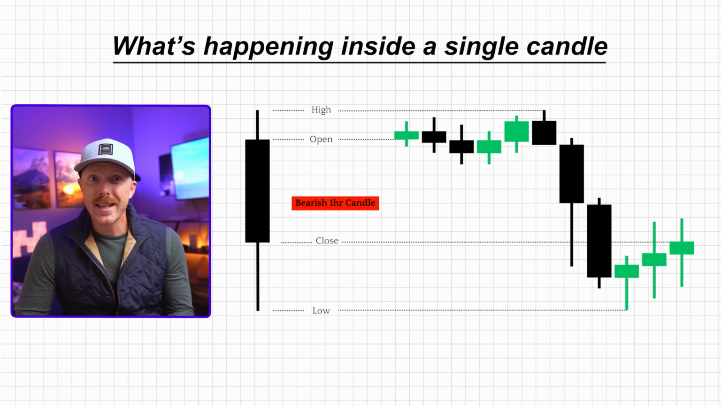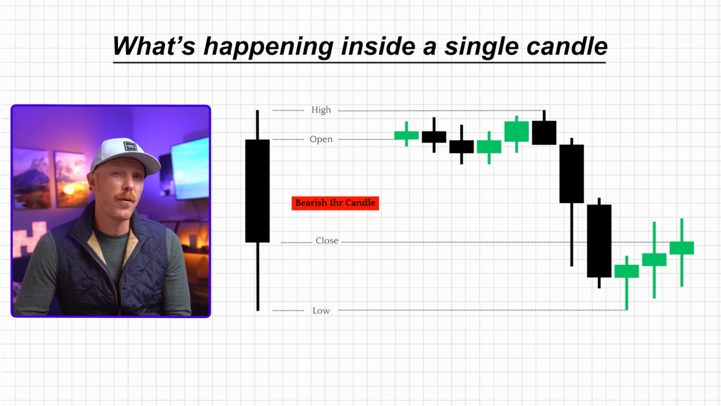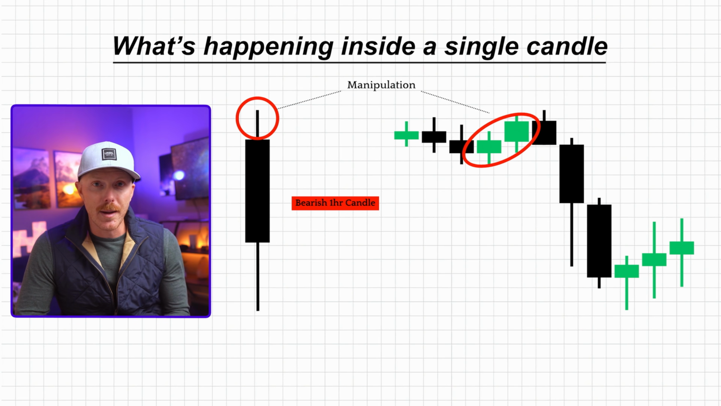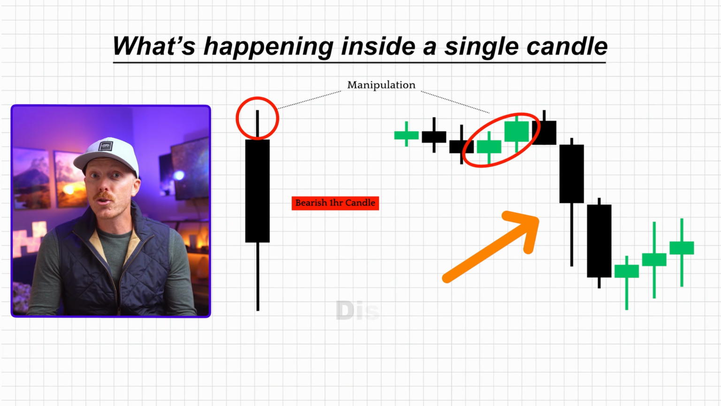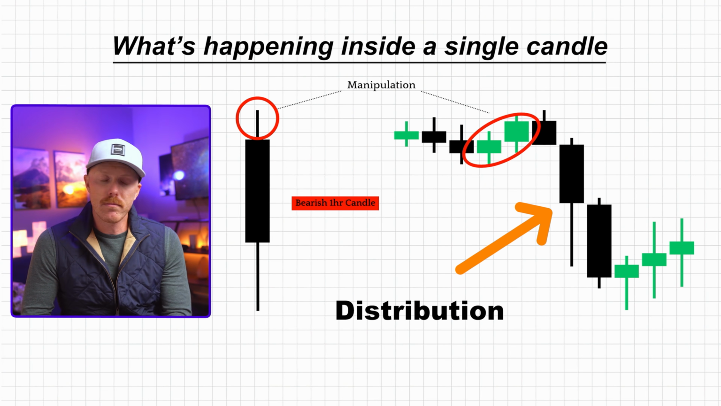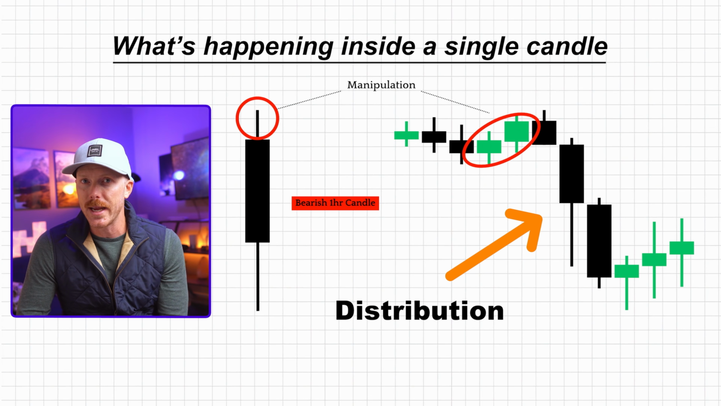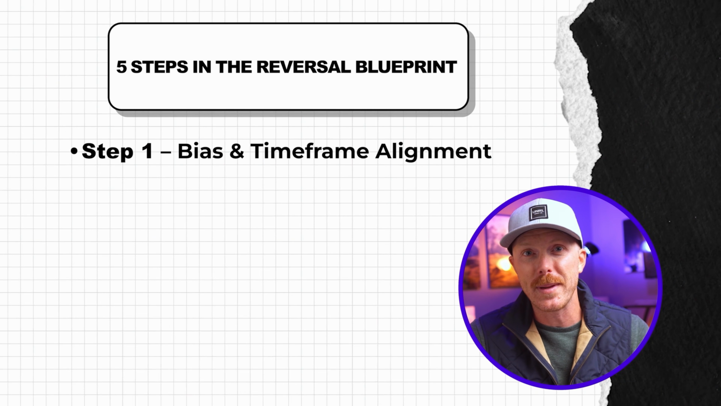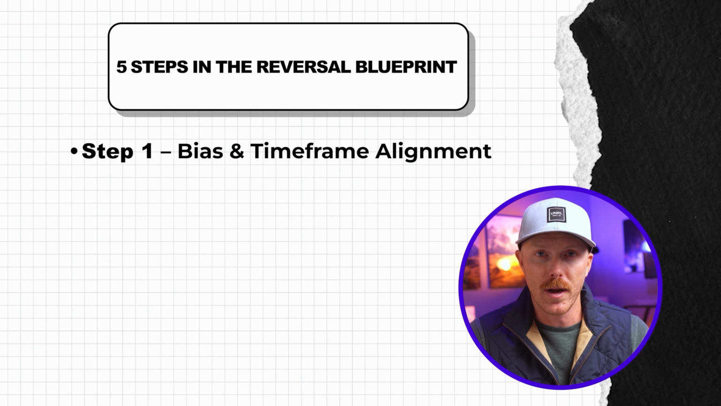At one point, that long wick on top was a full green candle. That's the manipulation phase. Our job is to spot that manipulation as it's forming, so we can trade that transition from manipulation to distribution. Now, the concept is easy to understand. Enter inside the wick. But to do this safely and repeatably, there are 5 steps in the reversal blueprint, and it begins with bias and time frame alignment.